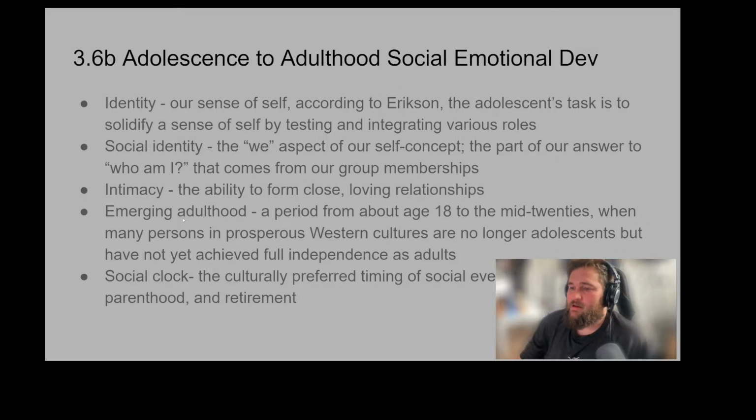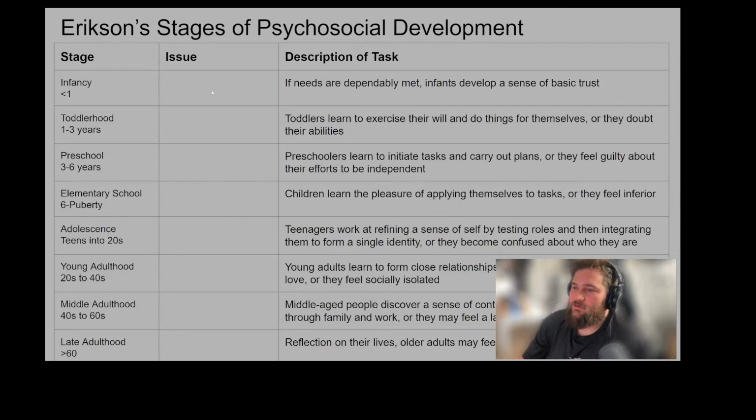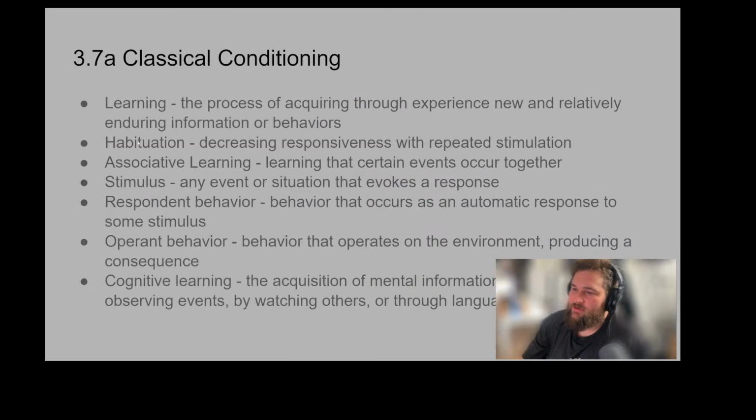Emerging adulthood is adolescence. It's now growing. We're not fully independent. Social clock. It's getting pushed back as well because of emerging adulthood and adolescence. The issues here. Basic trust.